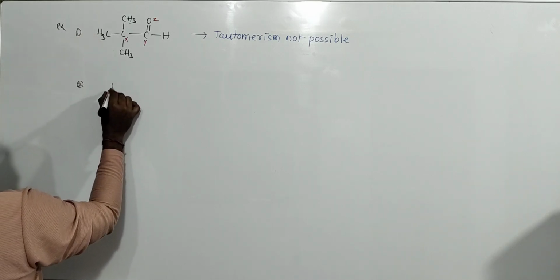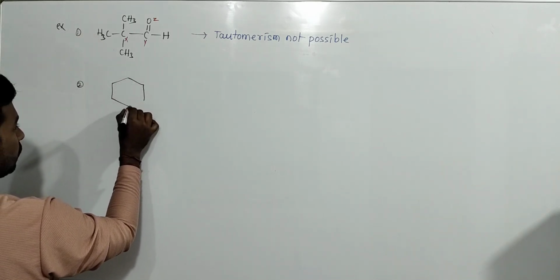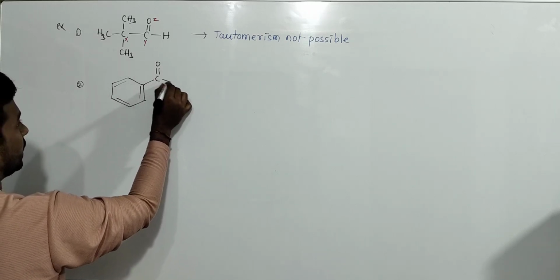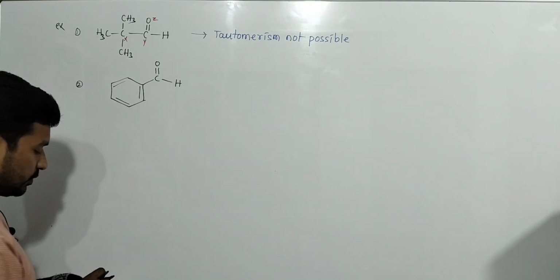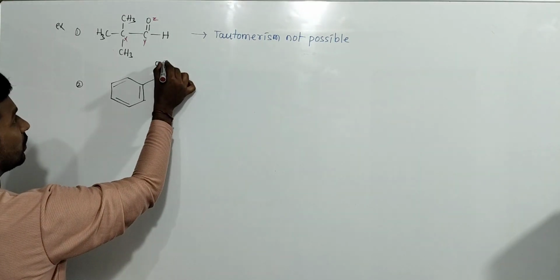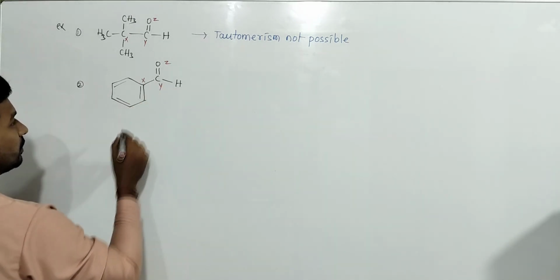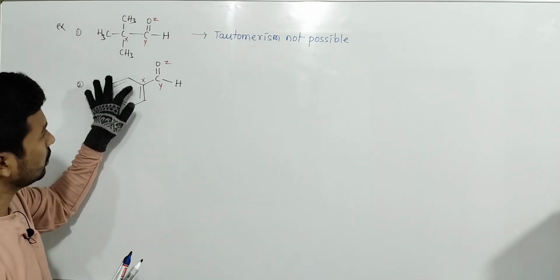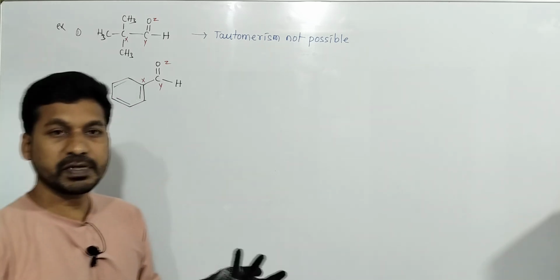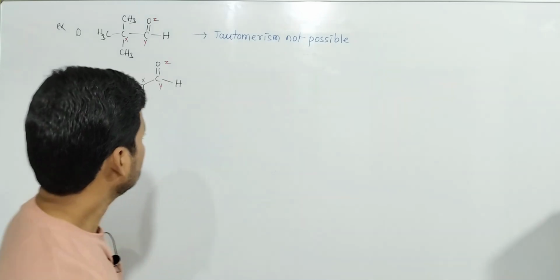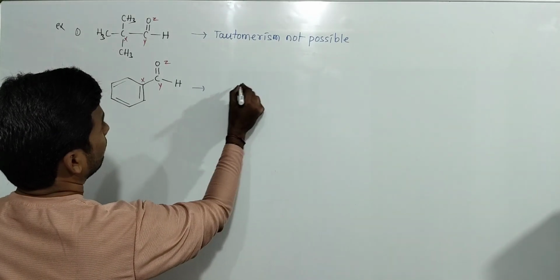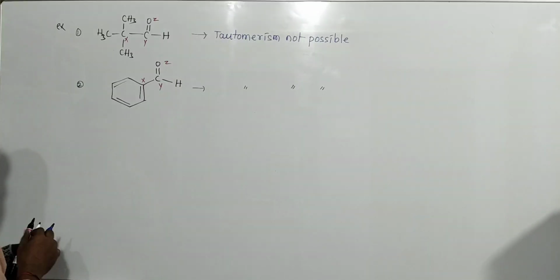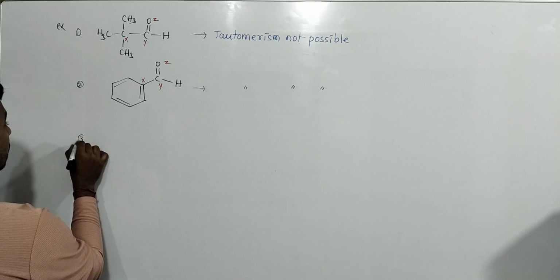If I give this example, benzaldehyde. In benzaldehyde, is tautomerism possible or not? Verify. Z atom okay, Y atom okay, X atom: for the X atom, are there hydrogens or not? 1, 2, 3, 4 bonds. Carbon with 4 bonds means no hydrogen. So here also you can say tautomerism is not possible.